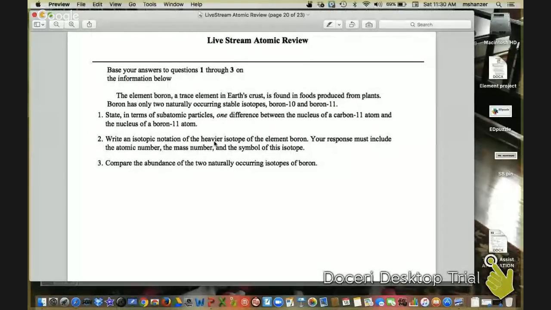Okay, so this gives us the means to now right on top of this. Now, it says the element boron has a trace element in the Earth's crust, is found in foods produced from plants. Boron has only 2 naturally occurring stable isotopes, boron 10 and boron 11. Now, question number 1 says, state in terms of subatomic particles one difference between the nucleus of a carbon 11 atom and the nucleus of a boron 11 atom.